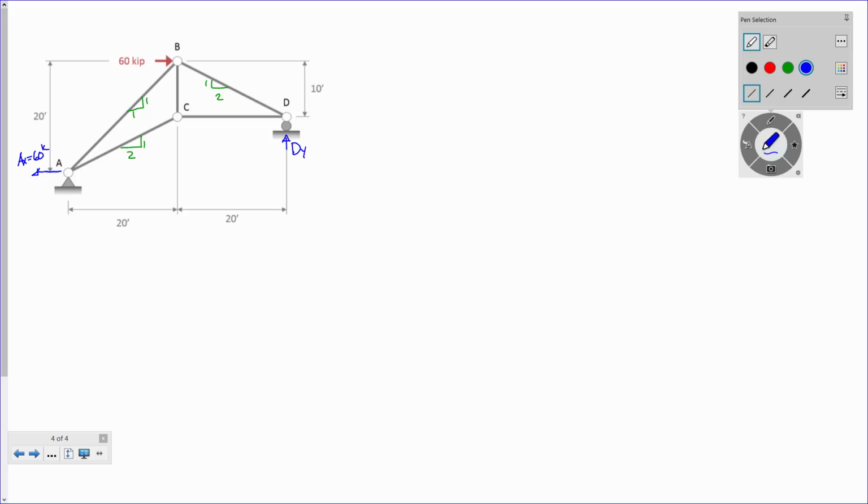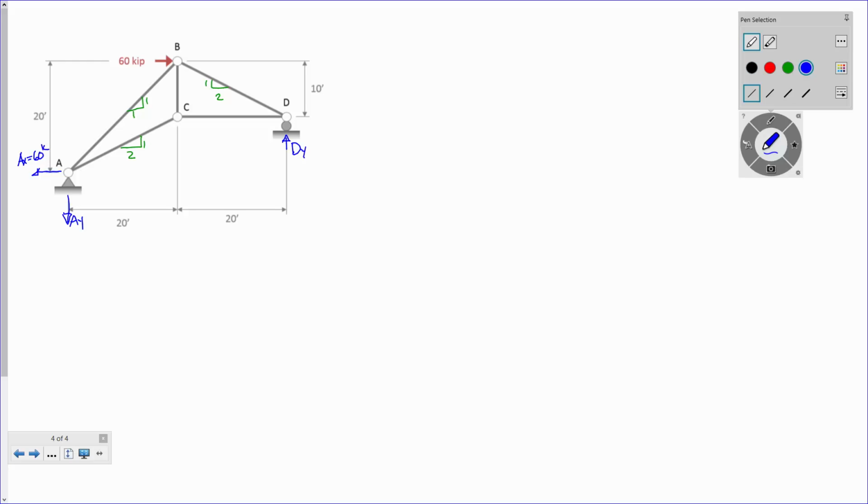Now, I don't have any vertical forces, so it would make sense that if I have DY going up, I better have AY going down, because there are no vertical forces on the structure, right? That's a simple one. Good? All right. So, what do y'all want to do? Some moments at what? A?